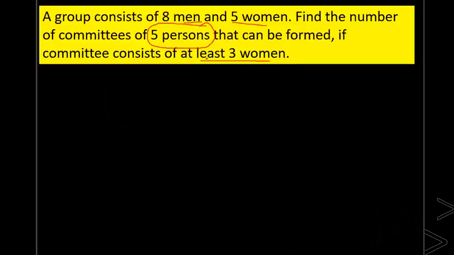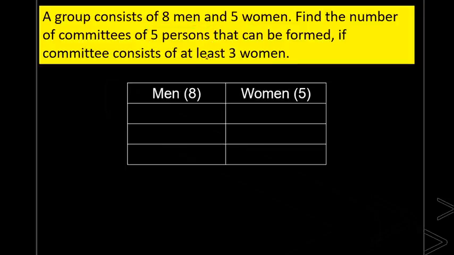Okay, so in that case, we'll form a table like this, because my condition has women separately. I need at least 3 women. So form a table like this. One column is for number of men, the other column is for number of women. This is nothing but the total. How many men do we have in total? 8 men. And how many women do we have in total? 5 women. Okay, now look at this.